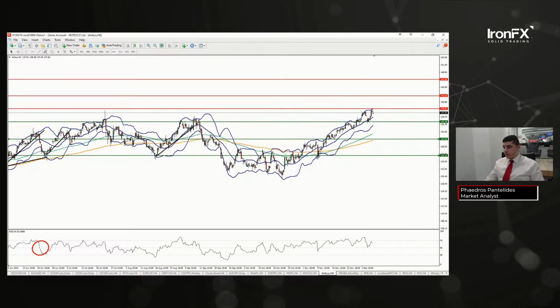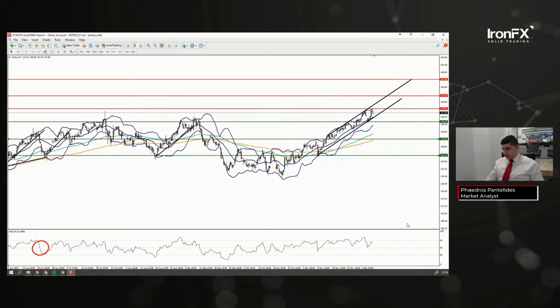From a technical point of view, it appears to be moving in an upwards fashion, having formed an upwards moving trend line since the 1st of November approximately. RSI still near 70 to 60. Could be a small market correction before moving higher. So a bullish outlook on Airbus.